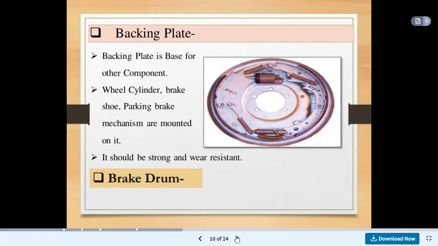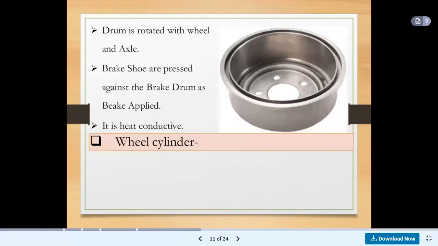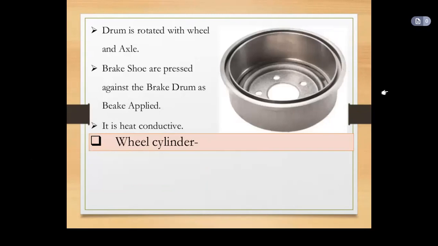Then next is the brake drum. This is called the brake drum. If we see this diagram, according to this figure, the drum is rotated with the wheel and axle. So the drum is rotated along with the wheel as well as the axle. Then brake shoes are pressed against the brake drum as the brake is applied. It is heat conductive.